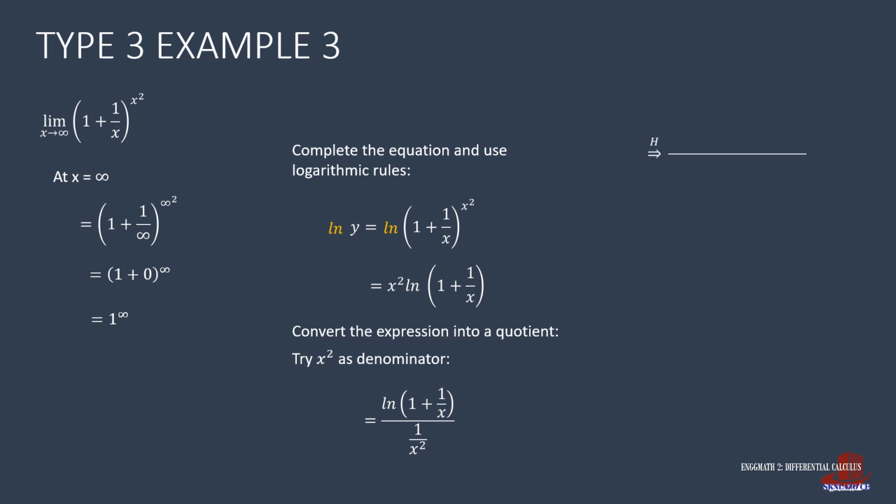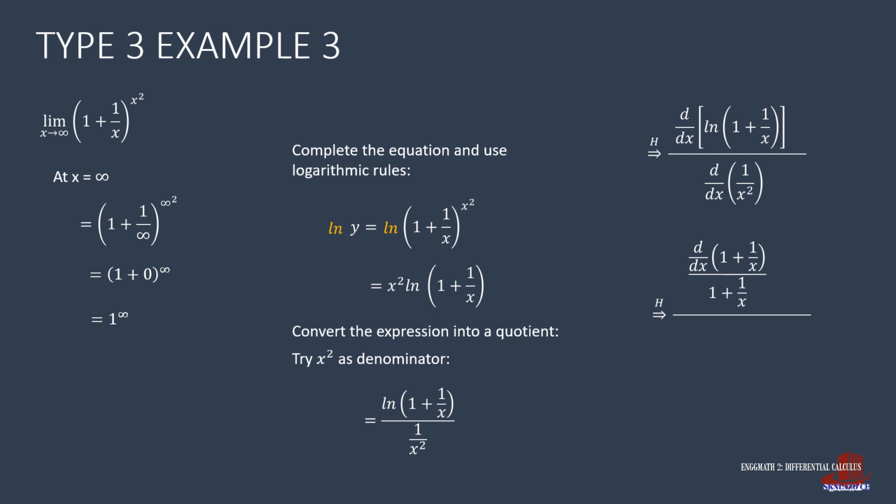To start with L'Hopital's rule, we take the derivative of ln of 1 plus 1 over x, and also the derivative of 1 over x squared, which turns into the derivative of 1 plus 1 over x upon 1 plus 1 over x for the numerator. Then again, the denominator can be transformed into the derivative of x raised to negative 2 to easily use the power rule.